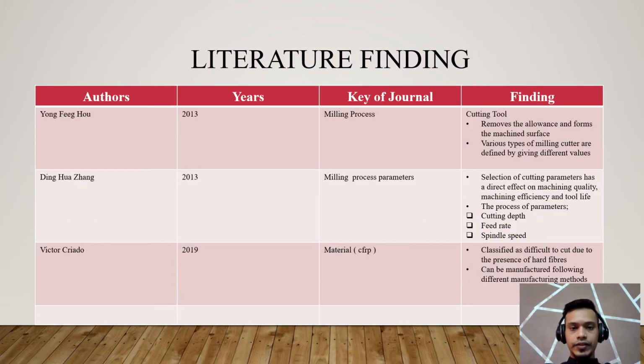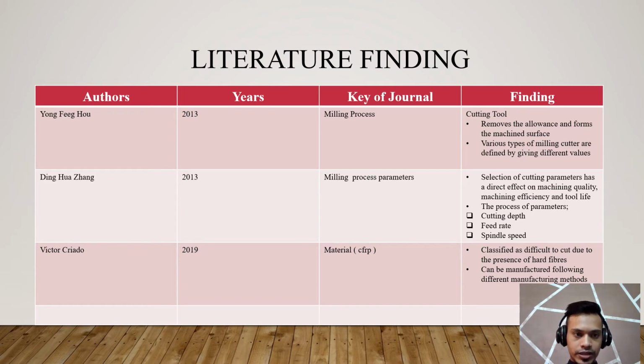As you can see from the slide, for the literature findings, there are lots of journals and articles that I went through to conduct this experiment, and as you can see from the slide, these are the main three journal authors that I have chosen to list down. These three journals are very important tools that I used to conduct this experiment.